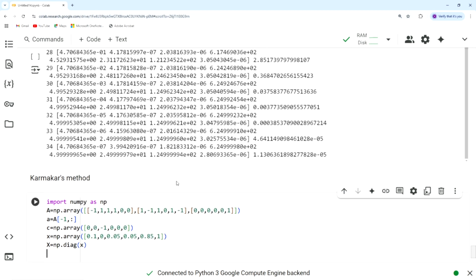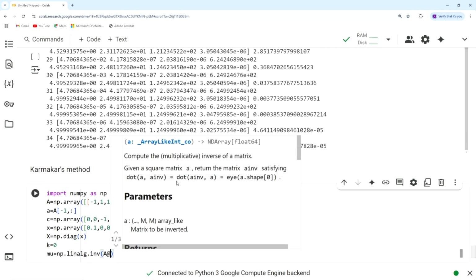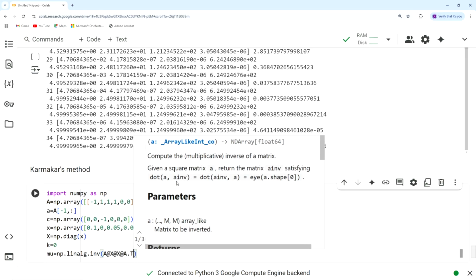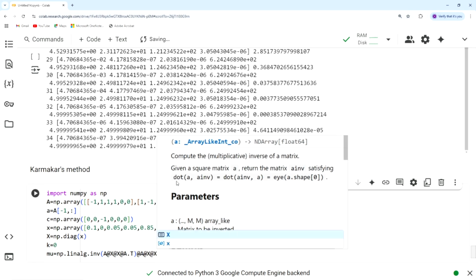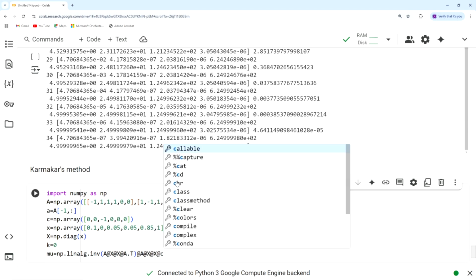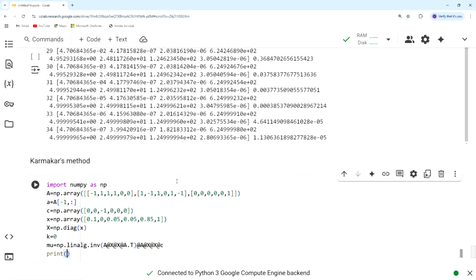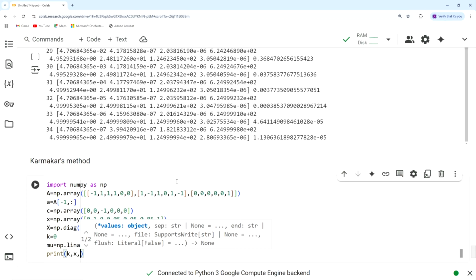Can we write k equal to 0 and mu equals the inverse of A x squared A transpose, and you multiply that with A x squared C. So, all of them are defined before. I will print the required values k, x, and so on.